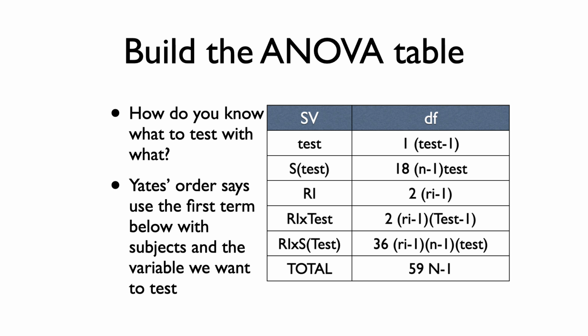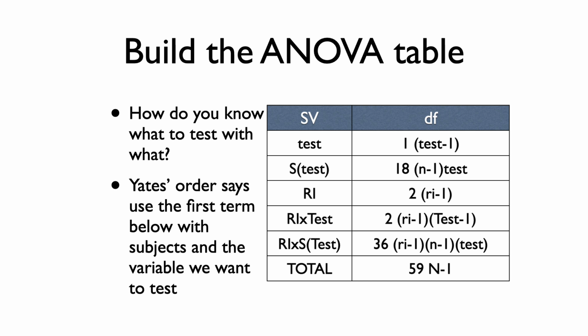Okay. Test. Well, that's easy. There's two types. Hopefully that was easy. And hopefully retention interval is an easy one, too. There's got to be 2 for that. Retention interval minus 1. The harder ones are the ones with subjects. So take a look at that first subjects one. It's subjects within test. It's little n minus 1.